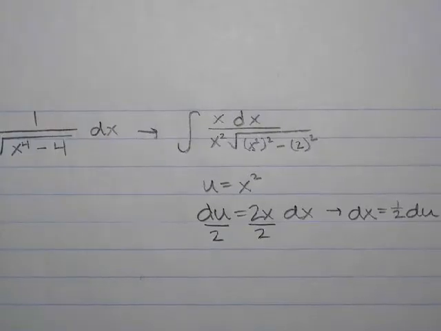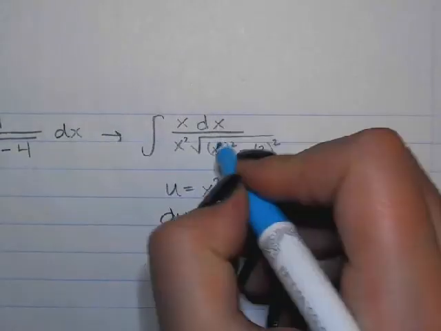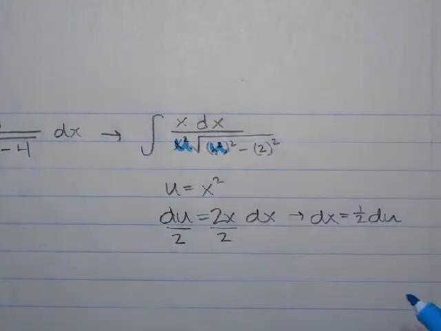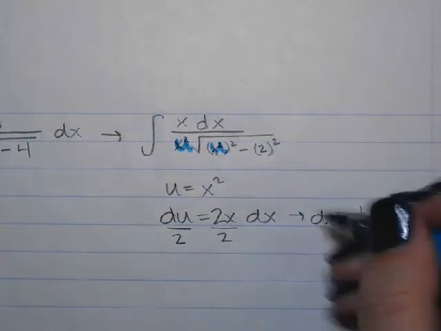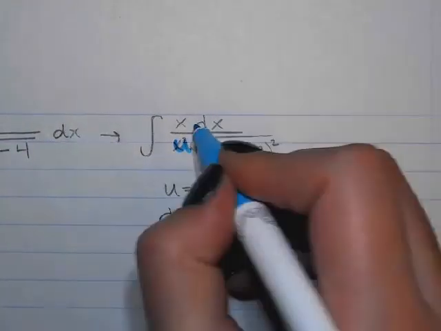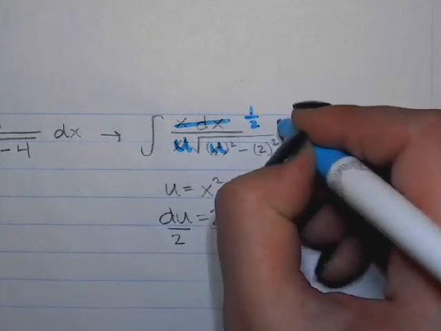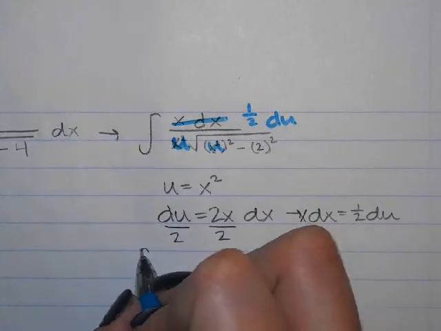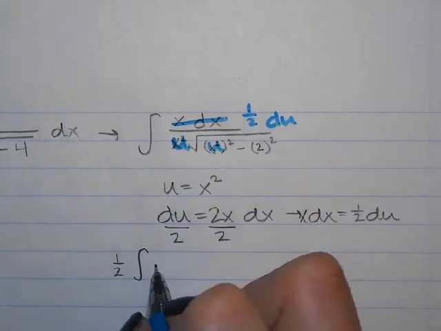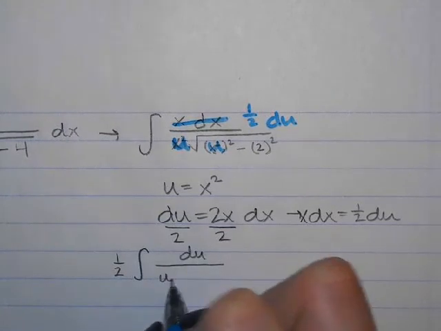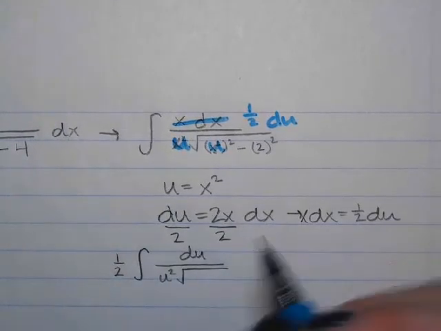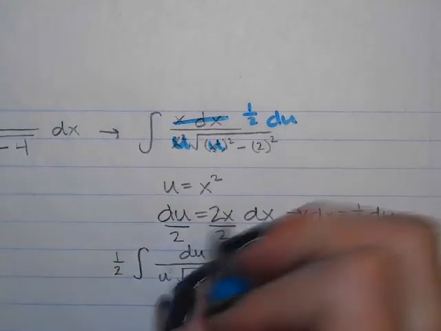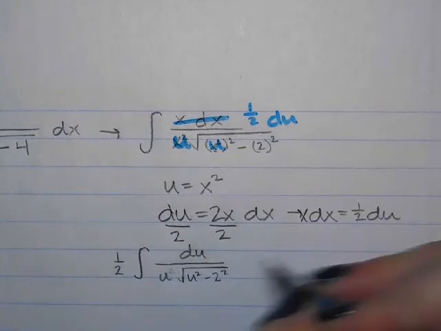Okay. So, here is our u for u squared. There's our u as part of the formula. And then it was x dx. X dx is 1/2 u. Okay, so what we have here is the 1/2 in the front, u squared, well, u, just u, yep, just u, and then u squared minus 2 squared. Okay.